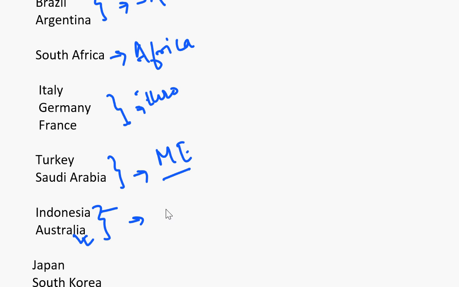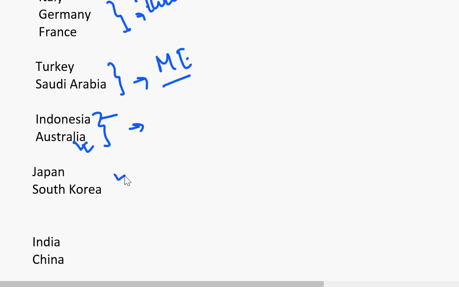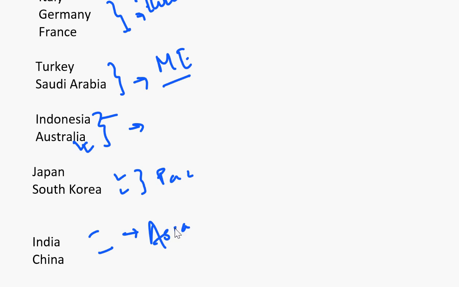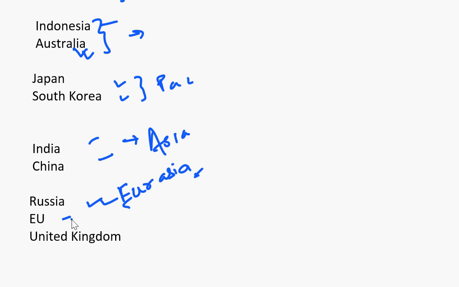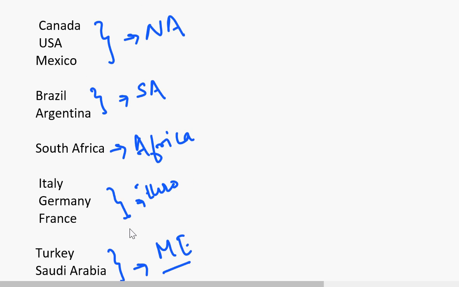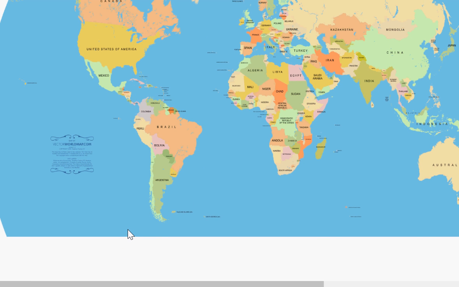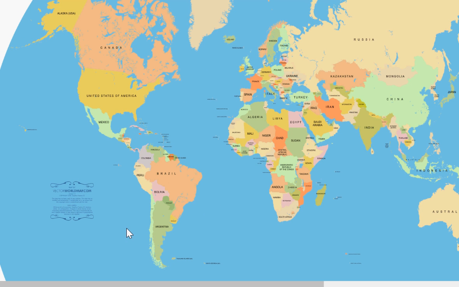Australia in itself is a continent country, Indonesia is an island country, but these are located side by side in the southernmost tip. Then Japan and South Korea in the Pacific, India and China in Asia, and Russia in Eurasia, you can call it. It lies both in Asia and Europe. EU itself is a group, and then United Kingdom. I will show these countries on the map, which will make it easier for you.